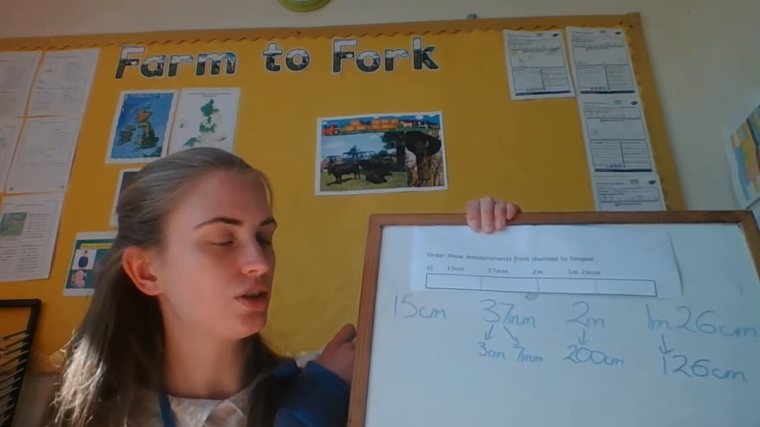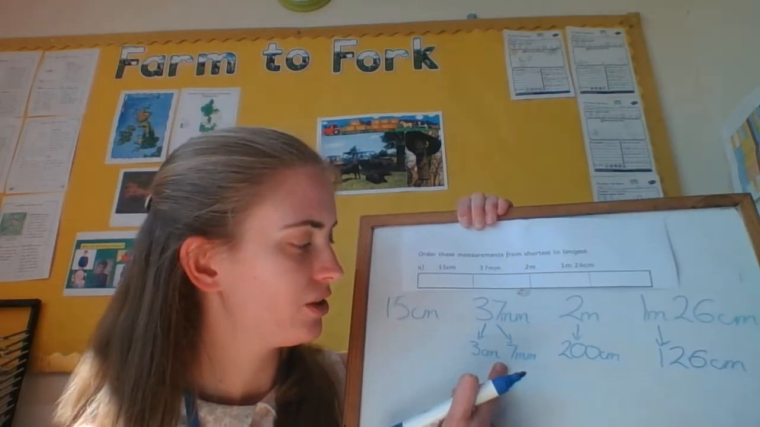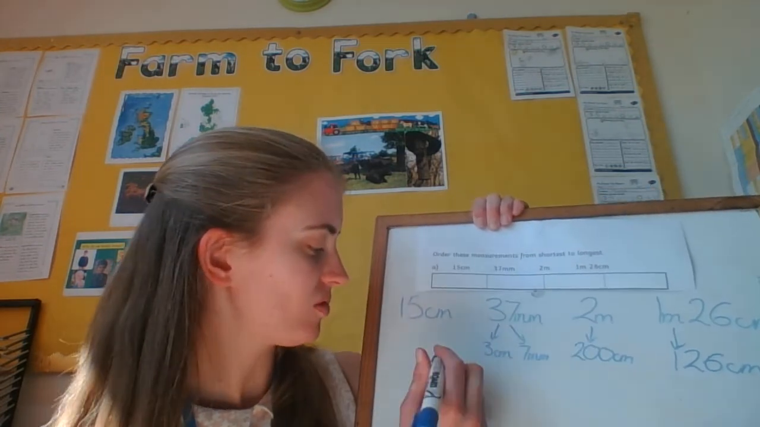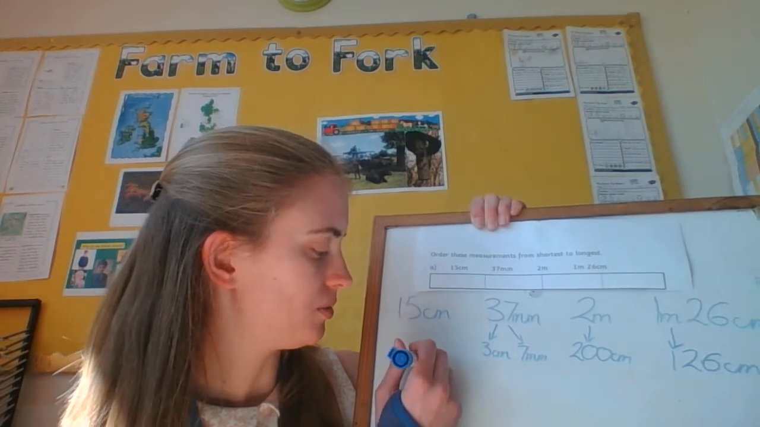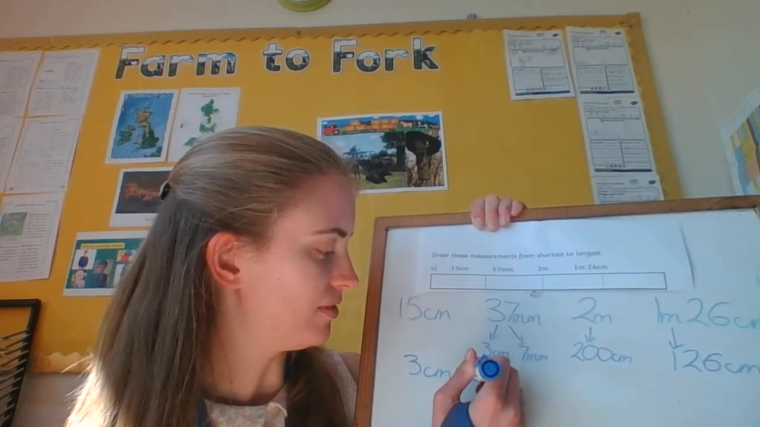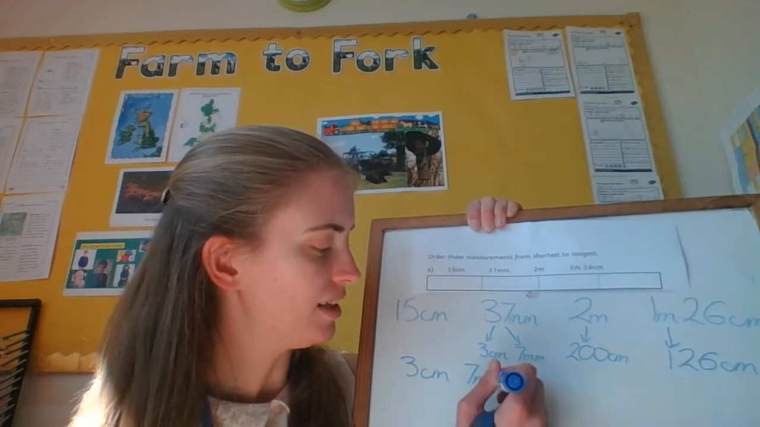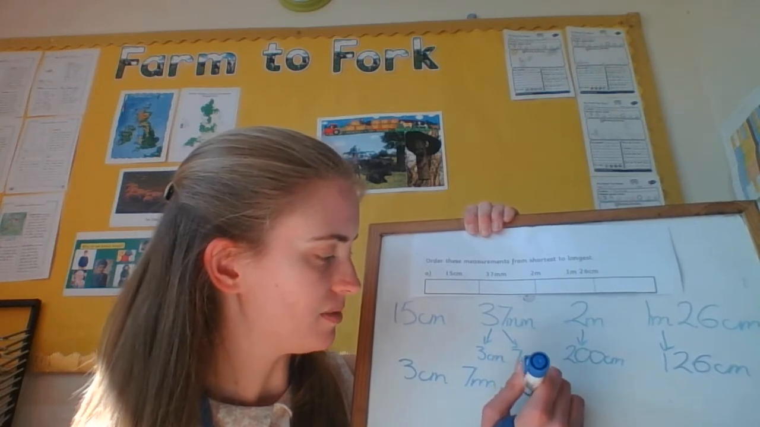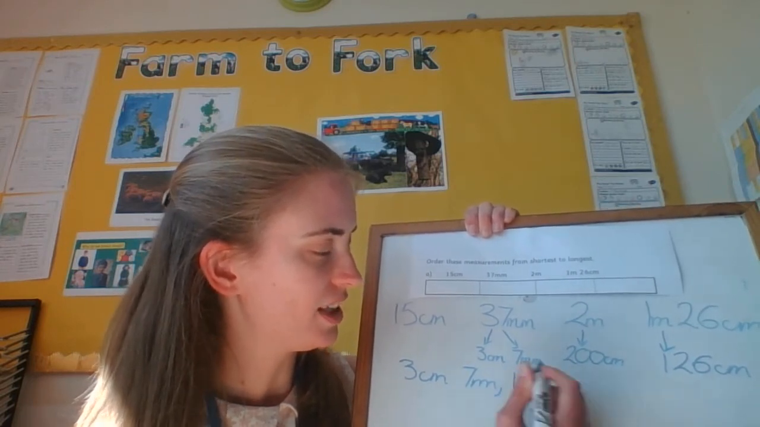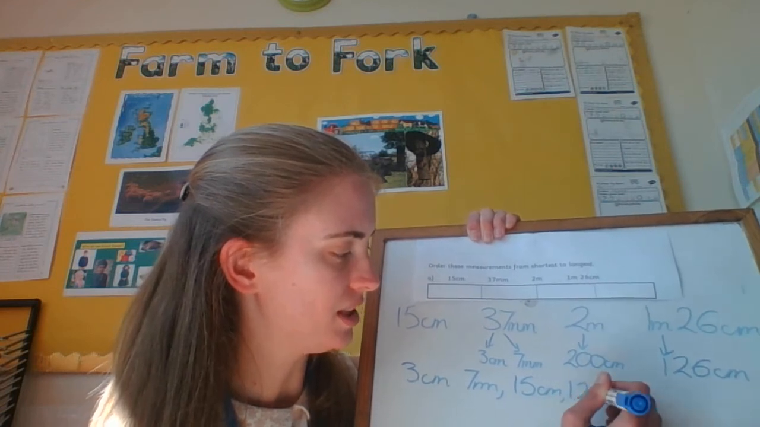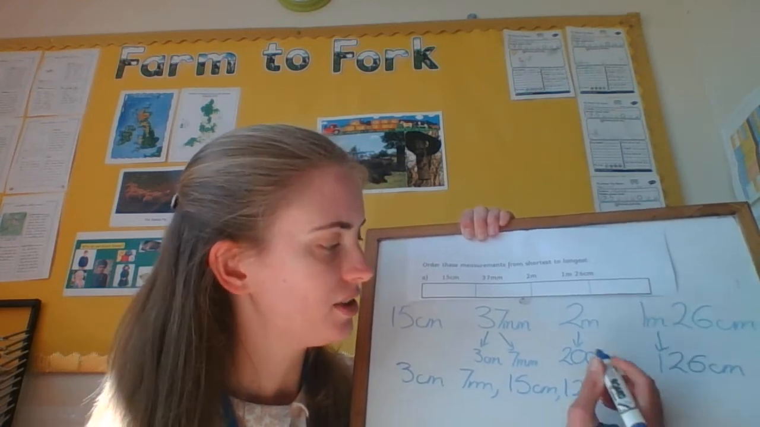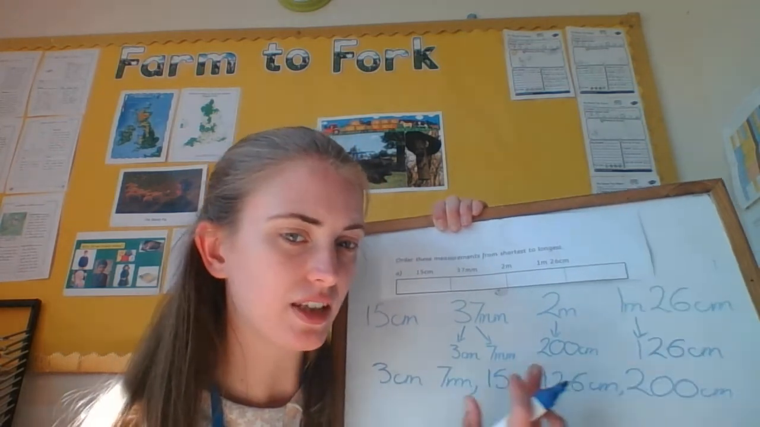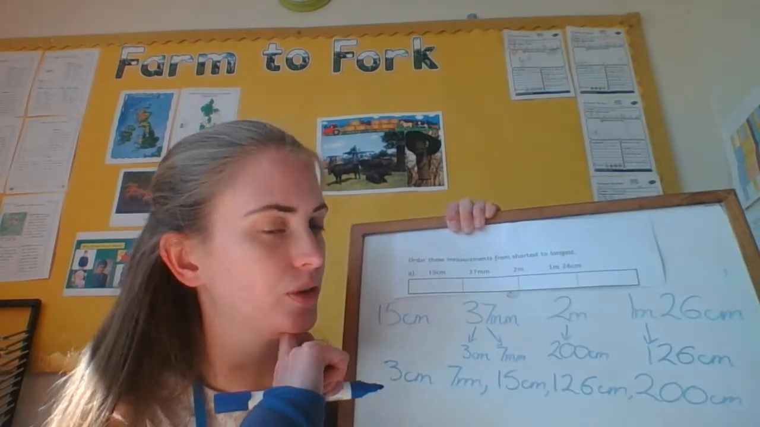So shortest to longest. Now 3 centimetres and 7 millimetres is the shortest here. So that was 3 centimetres, 7 millimetres. Next, next. Oh, which one's next? That one. 15 centimetres. Next would be 126 centimetres. And next would be 200 centimetres. So they are now in order, shortest to longest, like they asked for.